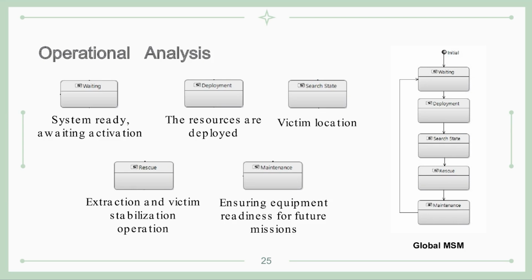In this state, drones and resources are sent to the designated search or rescue area. And once positioned, the system transitions to the search state. In the search state, the system actively searches for victims using drones equipped with sensors like thermal cameras, GPS, and others. And if a victim is found, it moves to rescue mode. In the rescue mode, the extraction and stabilization of the victim take place. Teams work to complete the mission and evacuate the injured.